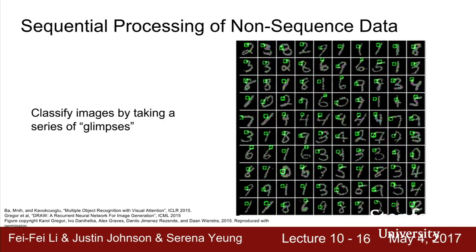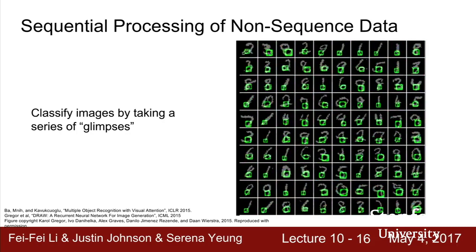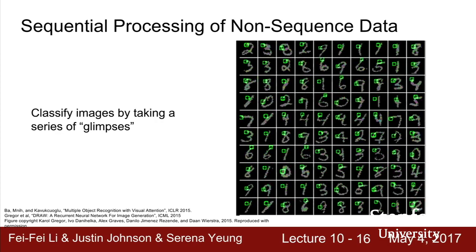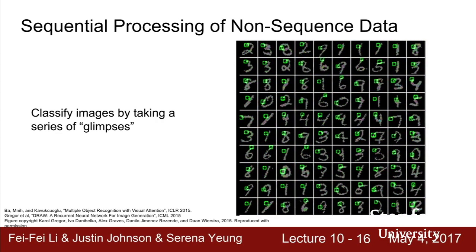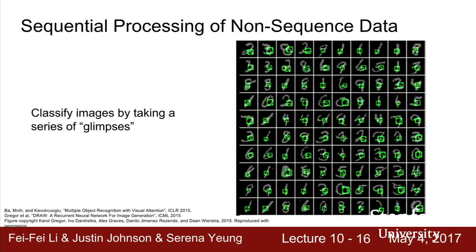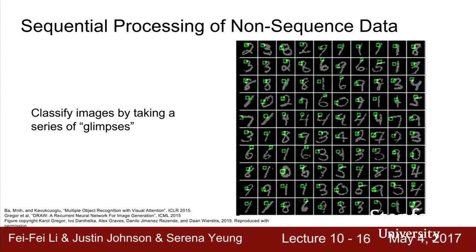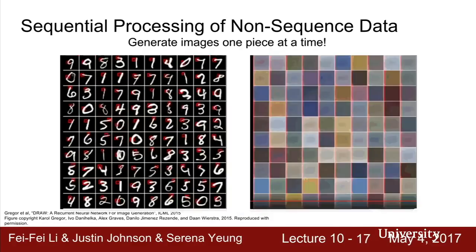So here, even though our input was an image and our output was a classification decision, even in this context, this idea of being able to handle variable-length processing with recurrent neural networks can lead to some really interesting types of models.